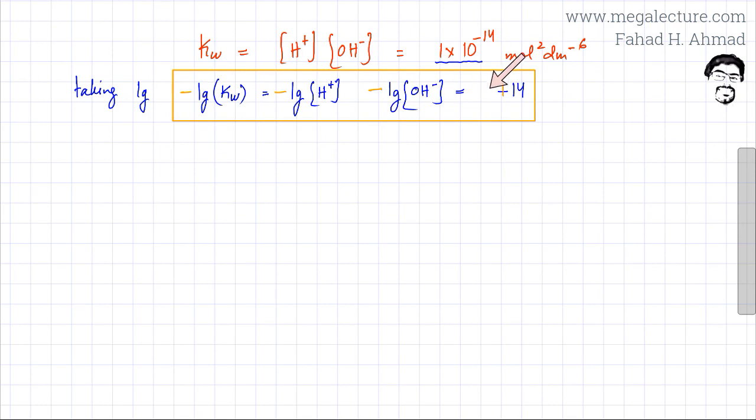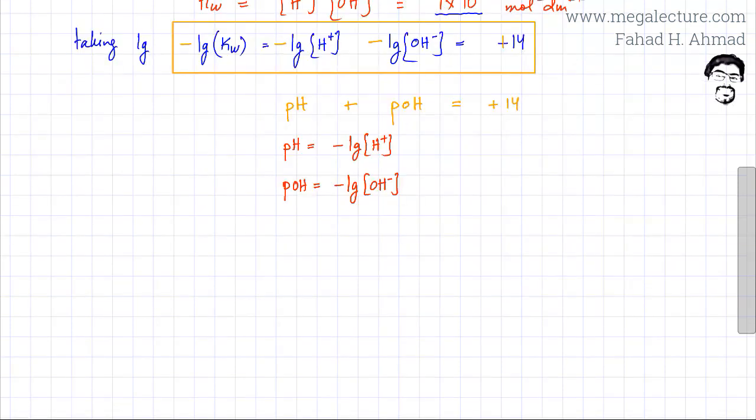This is my expression. And if I simplify it further, remember that this thing over here, minus log of H plus 1, is called pH. So this is my pH. And this thing over here, minus log of the concentration of OH minus 1, is known as pOH. So this is pOH. And the sum of pH and pOH should be equal to plus 14.